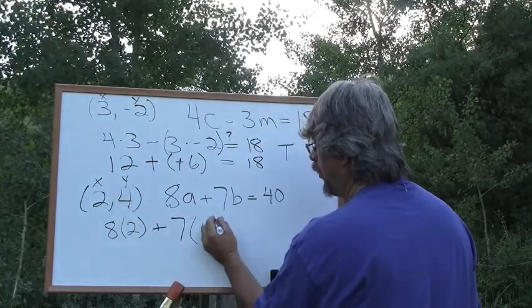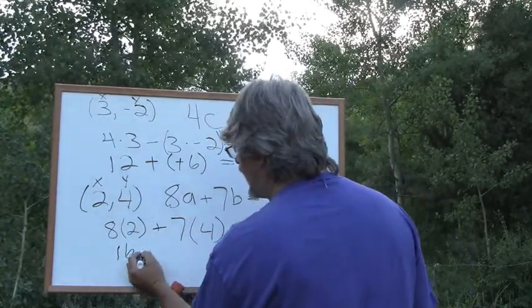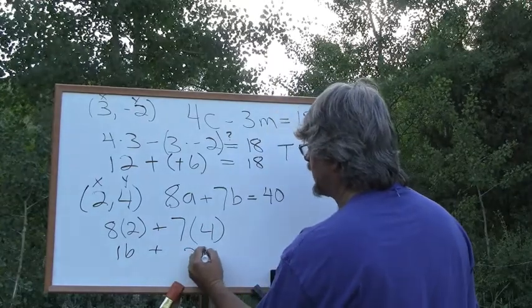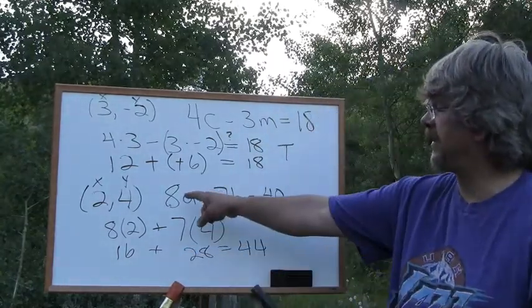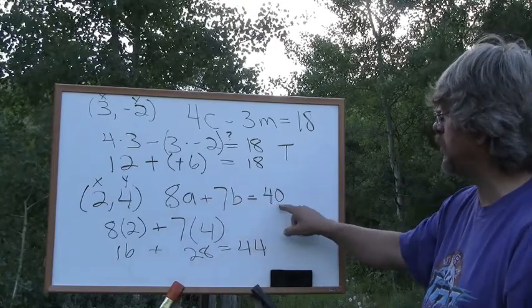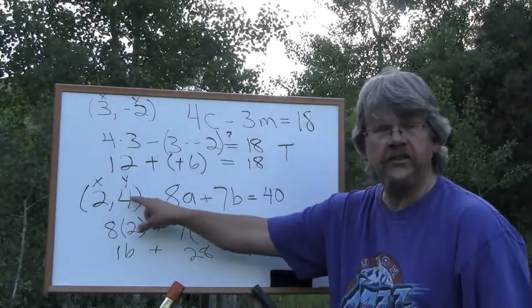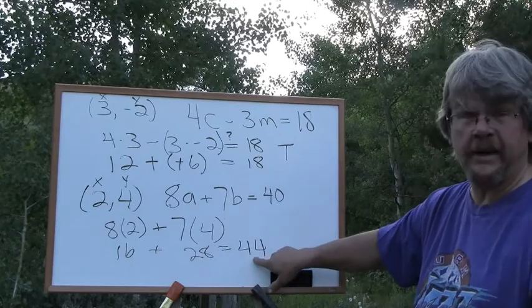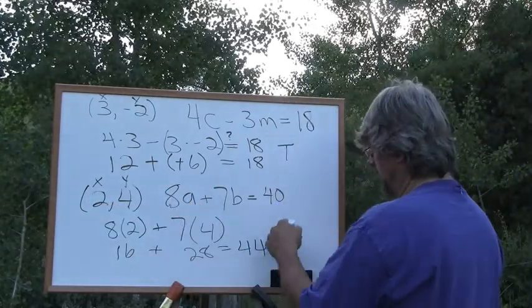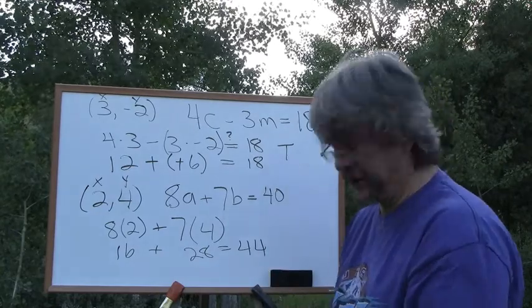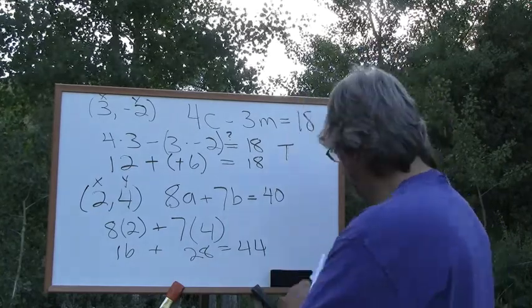This is going to be 16 and 28 equals 44. The equation asks, is 8a plus 7b equals 40 for these two? And it is not. It's 44. So those are not a solution to that equation. You see how that works?